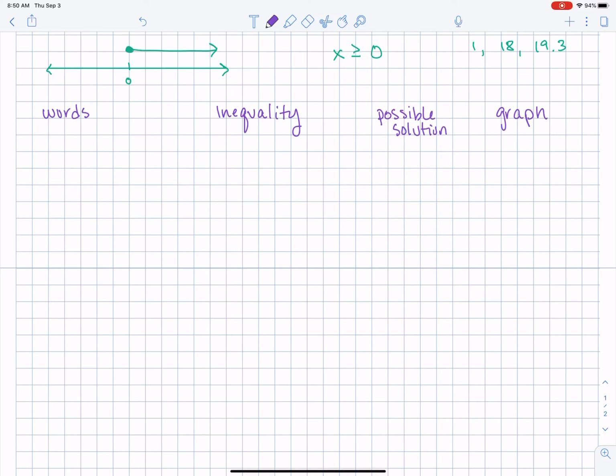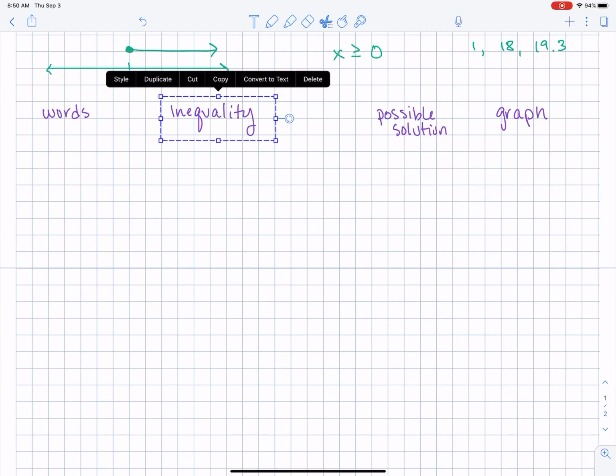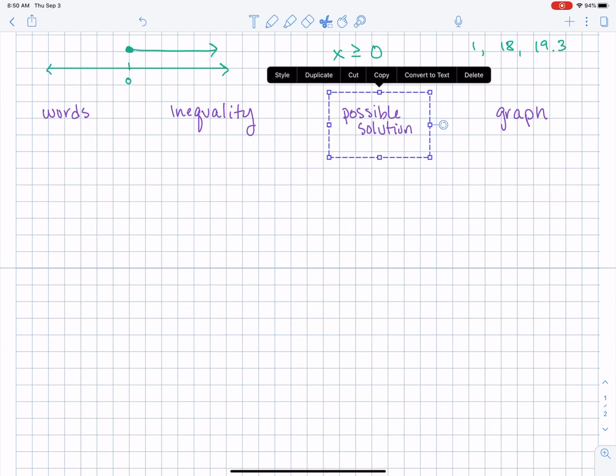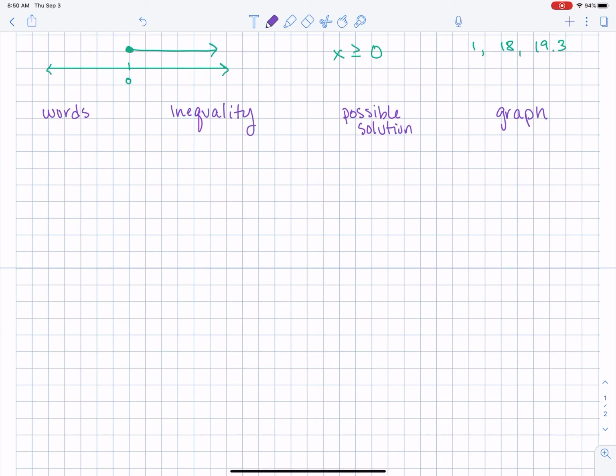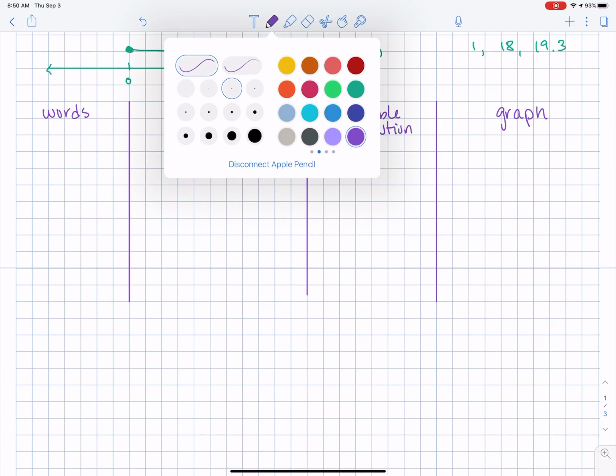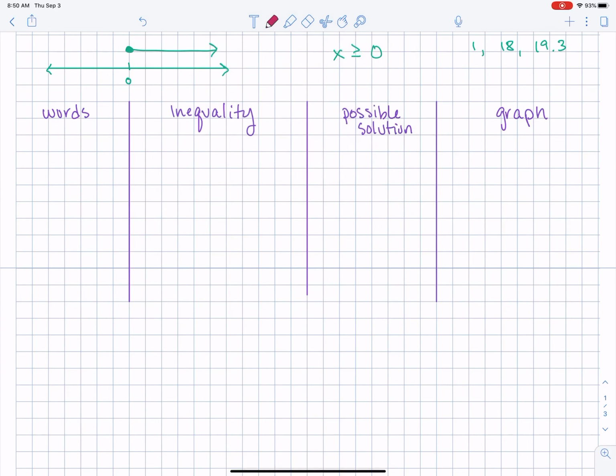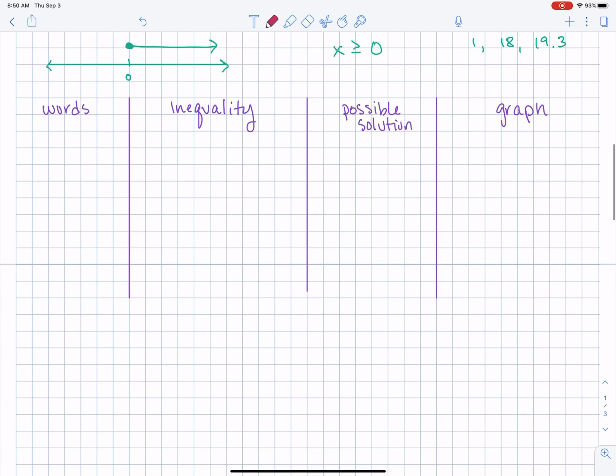Okay, you know what I'm going to do? I'm going to move this over a little bit because I'm going to run out of room. There we go. Okay, and then I'm going to set up some lines here so that we can have lots of columns.